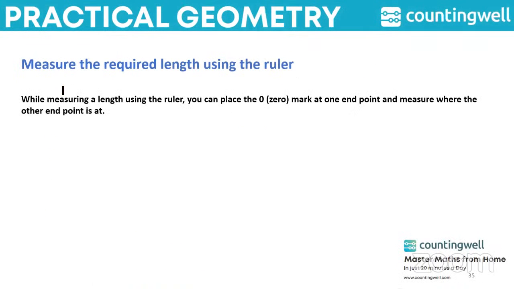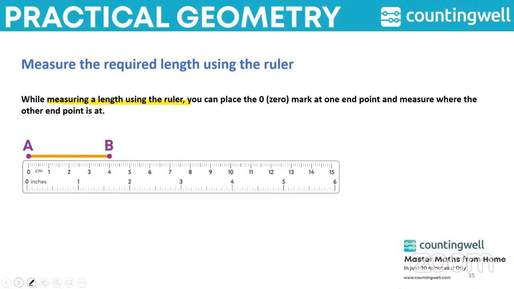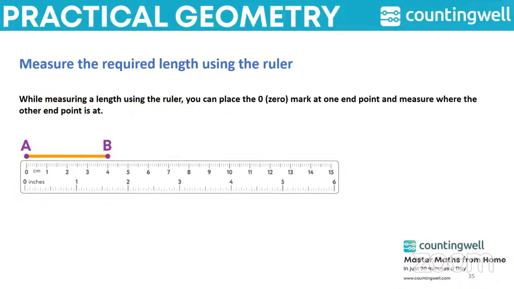Also, measure the required length using the ruler. So while measuring length using the ruler, you can place the 0 mark at one end point and measure the other end. So to measure AB, you have to place the 0 mark of the ruler at the starting point or the point A, and then you have to measure the length of line segment AB. So here it is 4 centimeter.